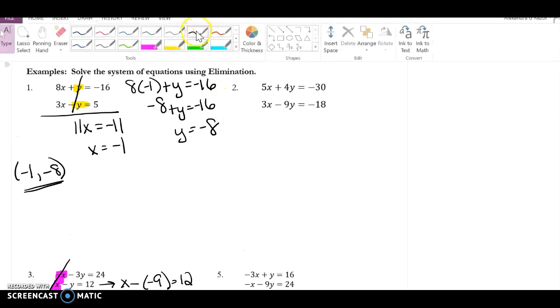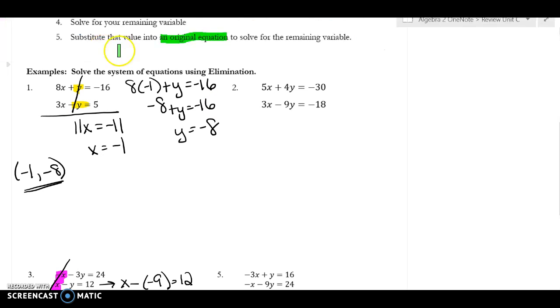And so what I need to realize is I need to know what I want to get rid of. Now here's the thing, it doesn't matter. You decide if you want to get rid of your x's or if you want to get rid of your y's. I personally would choose y's for this one because I have different signs, and that's one less step that I'll have to do. So what I do is I look at these numbers and I figure out what goes into 4 and into 9. And the first number I can think of that 4 and 9 go into is 36.